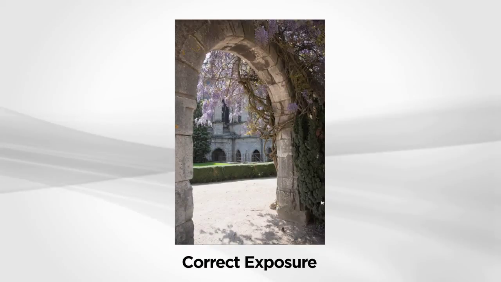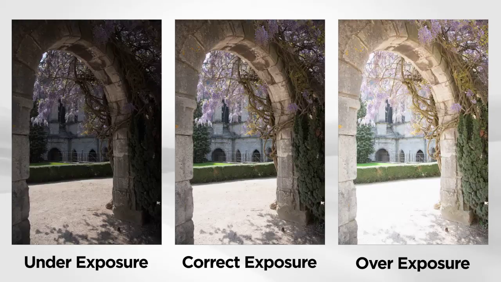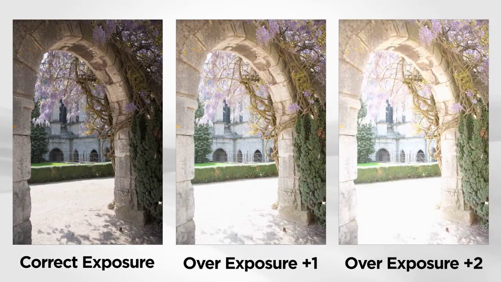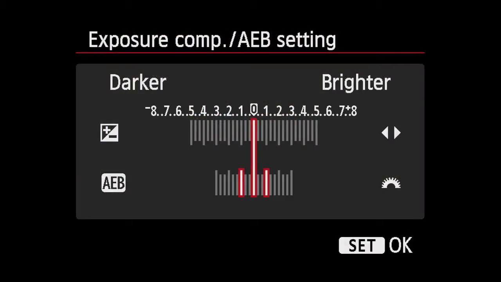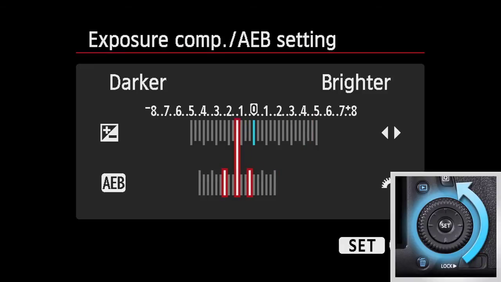Sometimes, instead of shooting an AEB sequence with under and overexposed shots, you may only want to expose in one direction. For example, you may want to take one shot with correct exposure, one overexposed by one stop, and another overexposed by two stops. This is easy to do by combining auto bracketing with exposure compensation. Once you've set an auto bracketing amount, simply turn the rear quick control dial to move the entire AEB scale toward the under or over exposure side. You can shift the entire bracketed sequence in either direction.